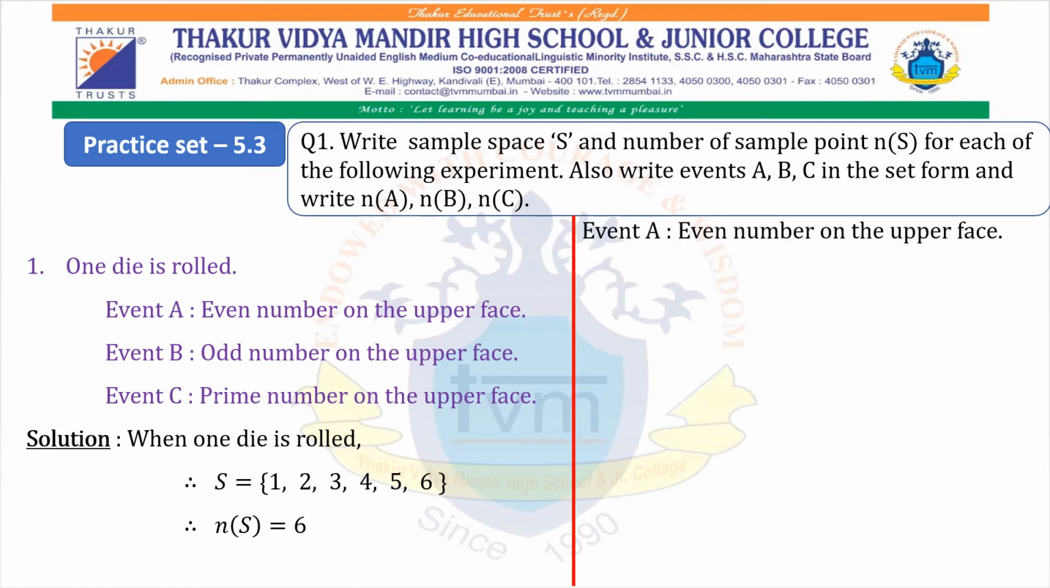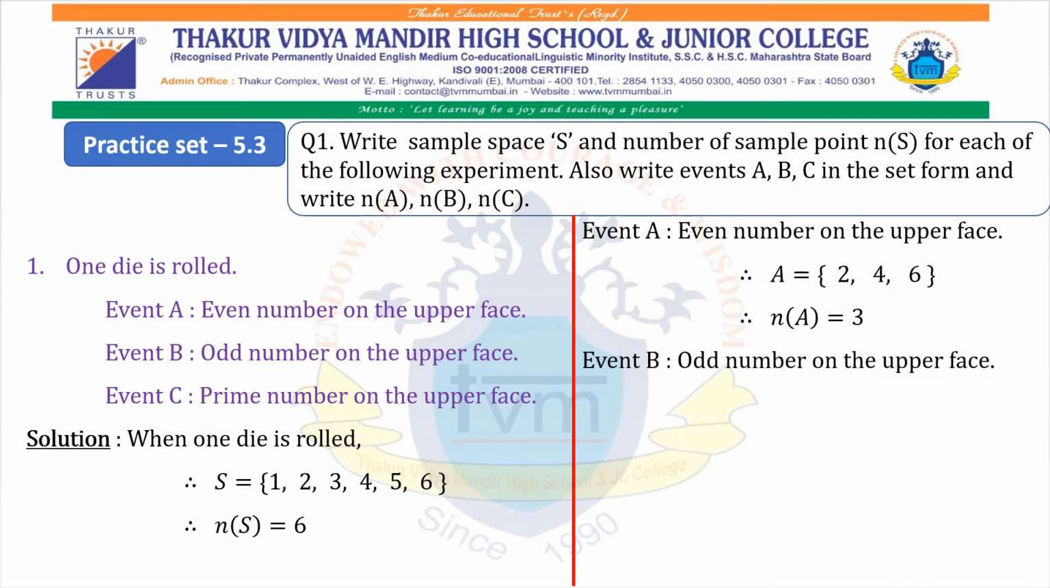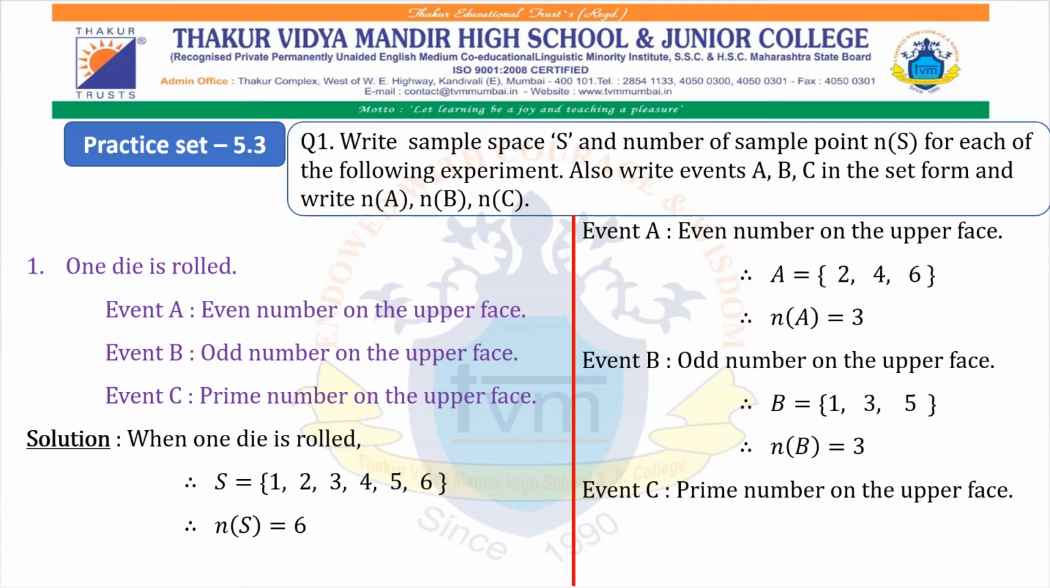Event A, even number on the upper face. Therefore, A = {2, 4, 6}. Therefore, n(A) = 3. Event B, odd number on the upper face. B = {1, 3, 5}. Therefore, n(B) = 3. Event C, prime number on the upper face. Therefore, C = {2, 3, 5}. Therefore, n(C) = 3.